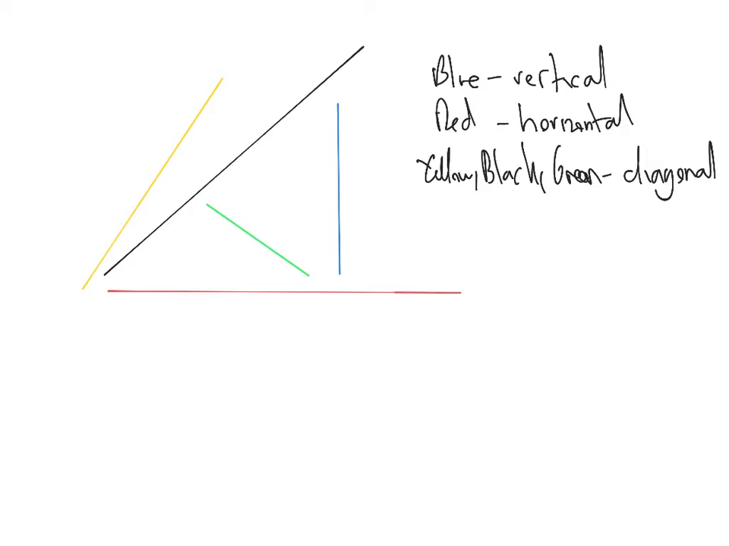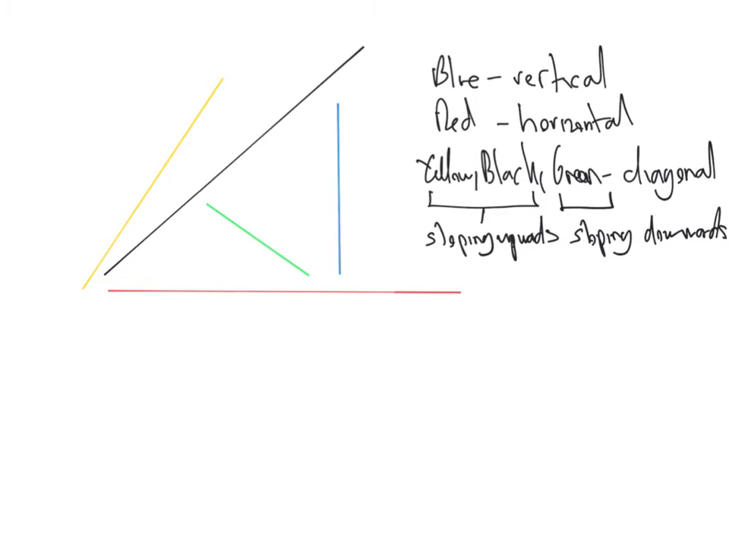Right. Now, anything else? Looking at the diagonal lines, is there anything else we could say? Is there something that makes yellow and black similar and green different? Well, I think we could say yellow and black are sloping upwards if you go left to right, and green is sloping downwards if you go left to right. But apart from that, there's not much else you can say, is there?